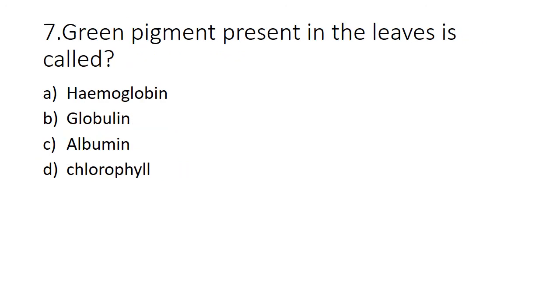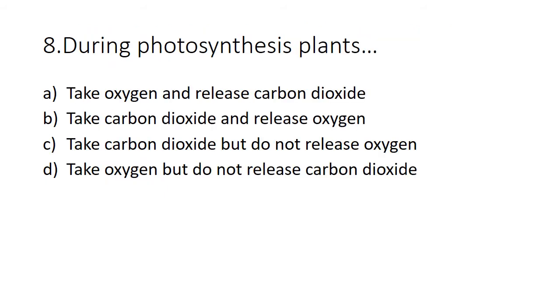Green pigment present in the leaves is called A. Hemoglobin, B. Globulin, C. Albumin, or D. Chlorophyll. So the correct answer is option D. Chlorophyll. I have already told you before about this. Because in the leaves chlorophyll is present and the chlorophyll helps in the process of photosynthesis. Let's move on to the eighth question.